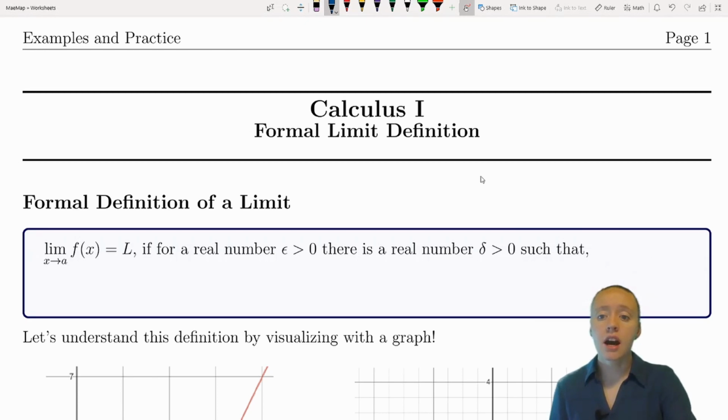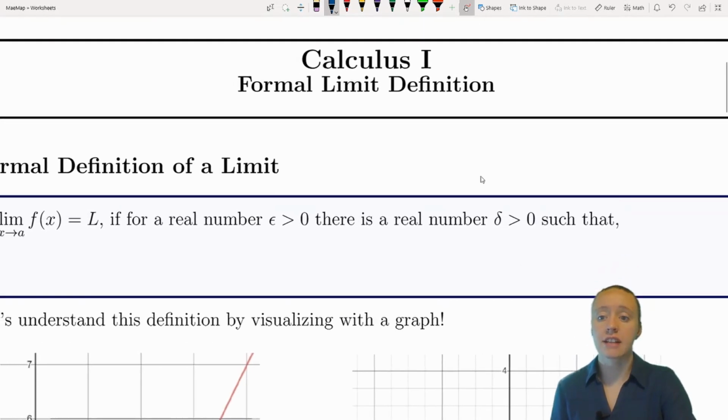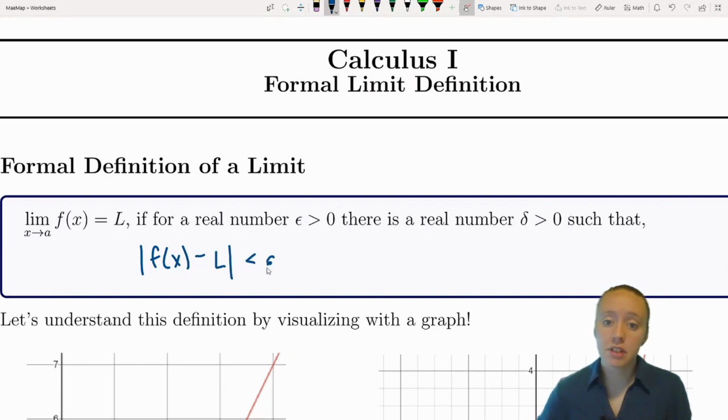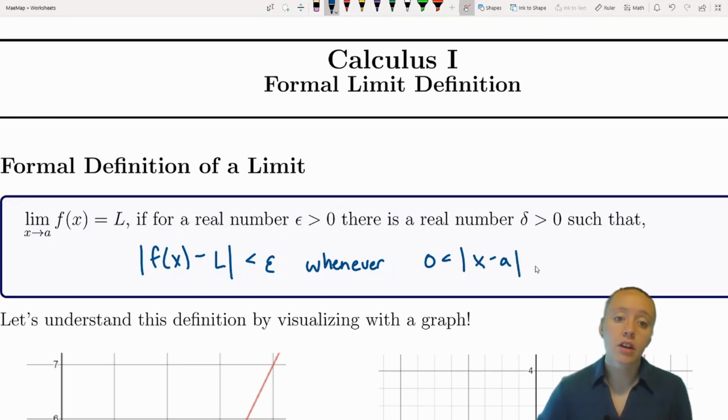So it says the limit of f of x equals L as x approaches a. We know this from just our basic definition of a limit. And it says if for a real number epsilon greater than 0, there is a real number delta greater than 0 such that the absolute value of f of x minus L is less than that epsilon value whenever 0 is less than the absolute value of x minus a, which is less than delta.